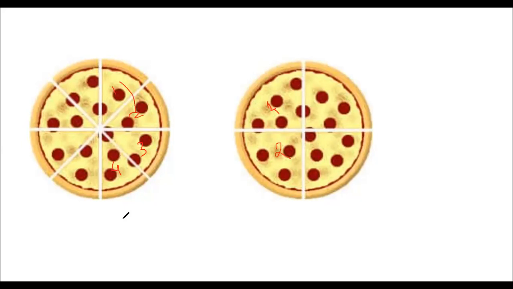So now I have eaten 4 slices of this pizza and 2 slices of this pizza. Out of how many slices? 1, 2, 3, 4, 5, 6, 7, 8. 8. So can I write this 4 upon 8? Yes, because 4 slices out of total 8 slices. Here also I have taken 2 slices out of how many slices? 3 and 4. So 2 slices out of 4 slices.